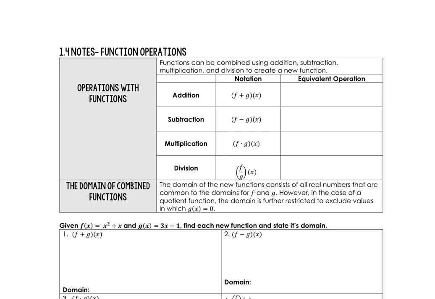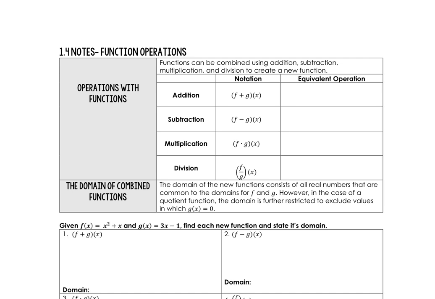1.4 is a little bit of a continuation of 1.3, and I think a lot of us felt a little more comfortable with 1.3, so hopefully we'll feel good moving into 1.4. We're going to start off talking about operations with functions and then move into composite functions.